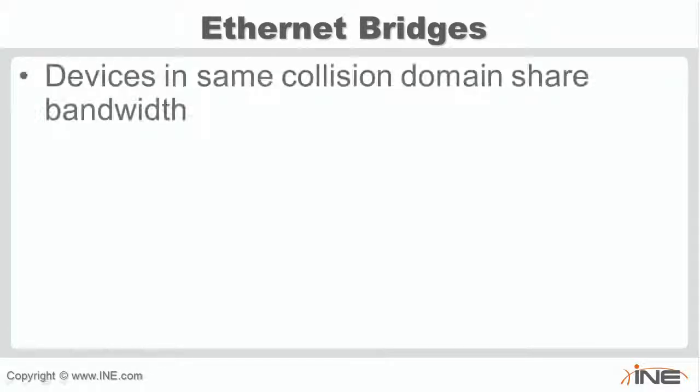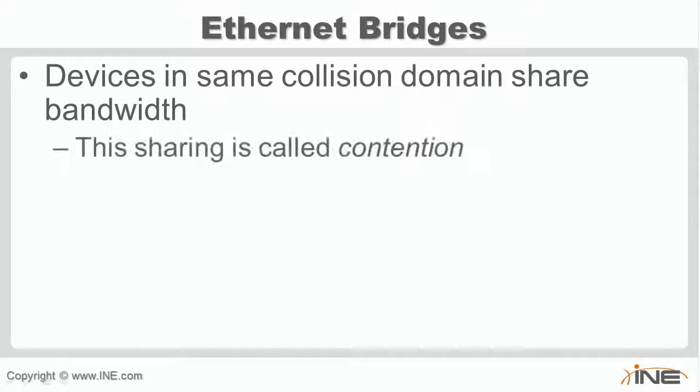So in order to fix this problem, they came up with what's known as an Ethernet bridge. Now, an Ethernet bridge separates the devices into different collision domains. And as I mentioned before, the problem with the hubs and the repeaters is that everyone is trying to share the same bandwidth, or what we call contention. So they all have to listen.